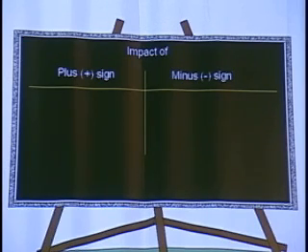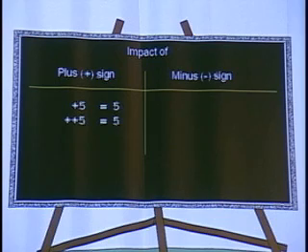So think about +5. +5 equals 5. What if we put one more plus sign? +5. It is still 5. What if we go crazy and we keep on putting pluses? It is still the same number. So what do we derive from here?